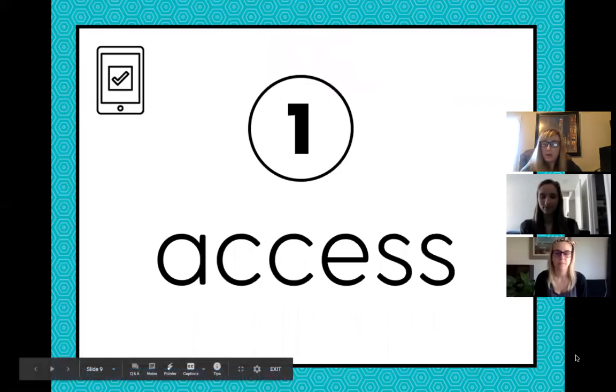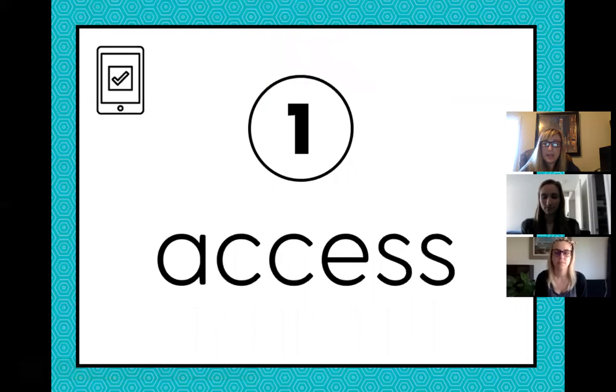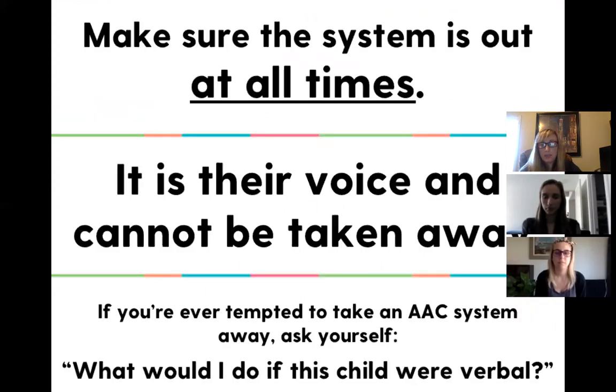So now we're going to go into a little bit more depth on those four important pieces of implementation. The first one is going to be access. Part of that is making sure that the system is out at all times. If the child uses AAC, it's their voice and it shouldn't ever be taken away. If you're ever tempted to take an AAC system away, ask yourself, would you take this away if the child were verbal? If a child was communicating, would you take their voice away? And the answer is usually no.